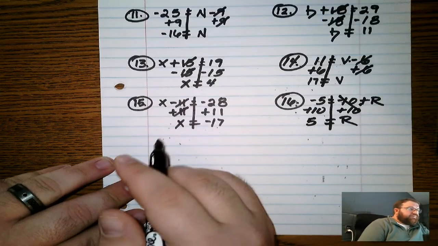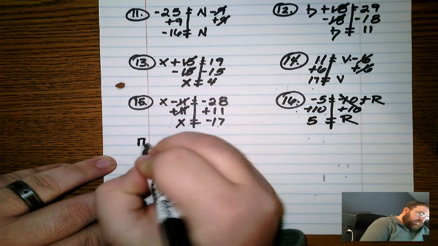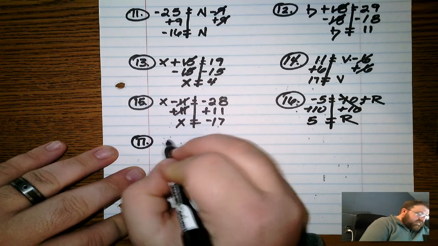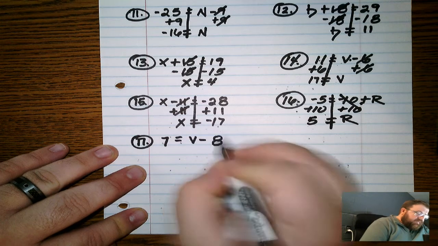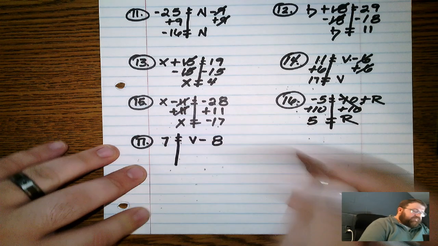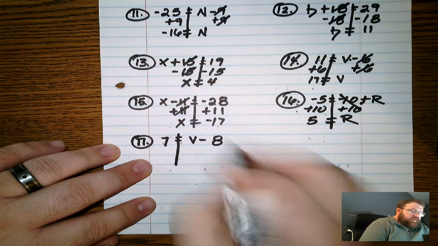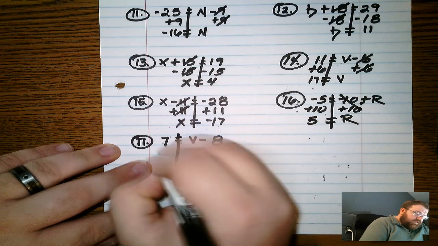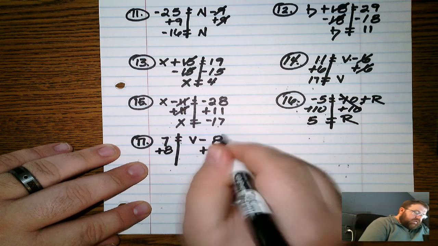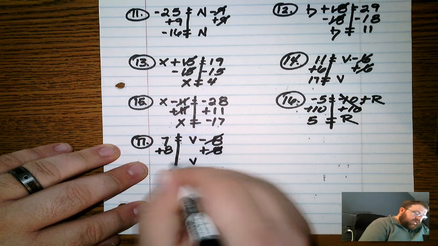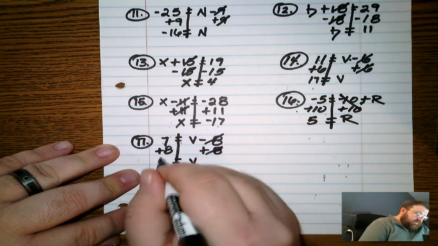Number 17, 7 equals v minus 8. Draw my line. I would add 8 to both sides. Negative 8 plus 8 cancel. It leaves v is equal to 15.